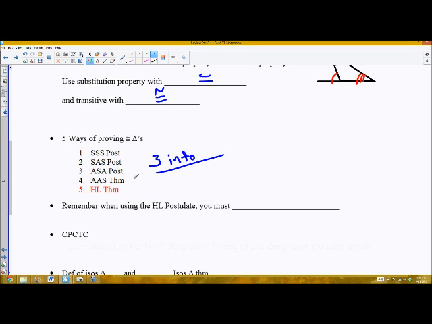3 pieces of info before you're able to use each of these theorems. Now, you might be asking yourself, Mr. Burke, that's crazy. Hypotenuse leg theorem clearly only has 2 pieces of information. Well, remember that whenever you use the hypotenuse leg theorem, you must first have a right triangle. So it being a right triangle is the hidden piece of information you would need in order to use this theorem. It also only applies to right triangles, whereas the rest of these apply to all triangles.